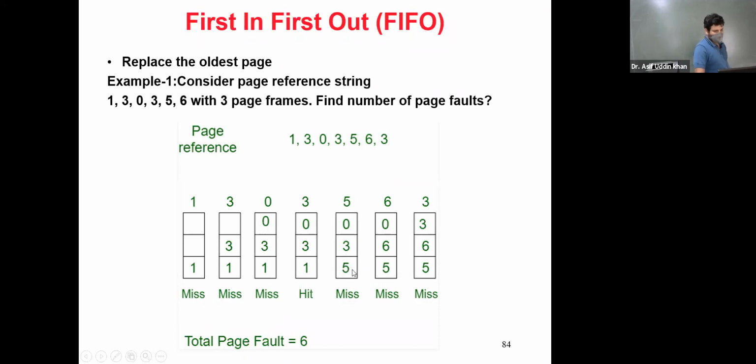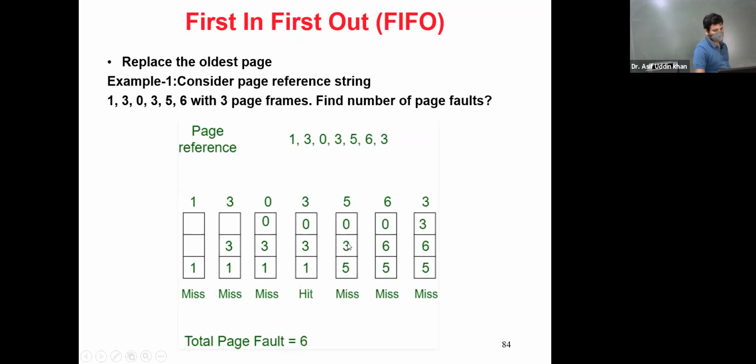Okay, then the next page required is 6. So now check here whether 6 is present or not. 6 is not present, so again a miss. So what to do? Bring this page number 6 from the hard disk, that is, from the virtual memory, and you have to load that in the frame. But here no frame is vacant, so you have to again replace some other page.